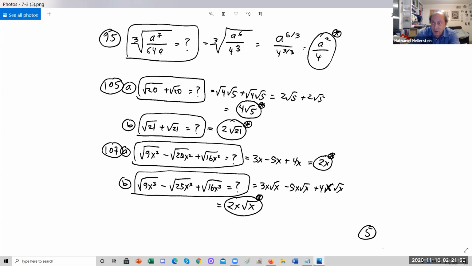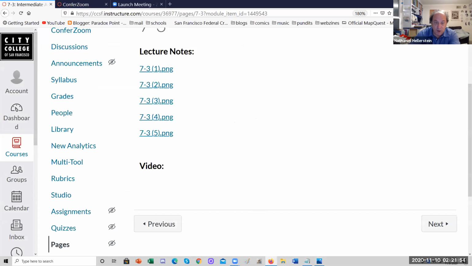The idea is, okay, so we can simplify roots by taking out largest square factors. All right, let's close this.